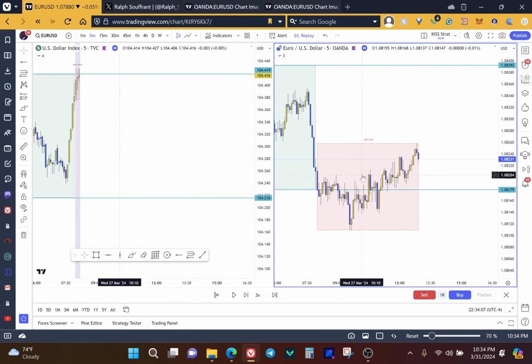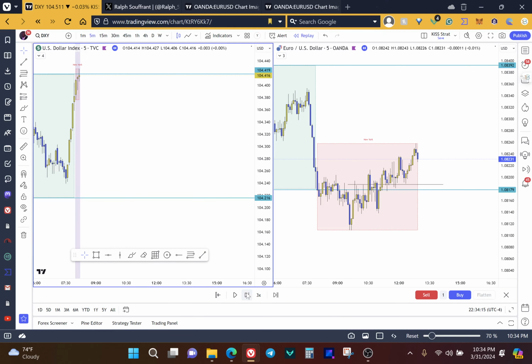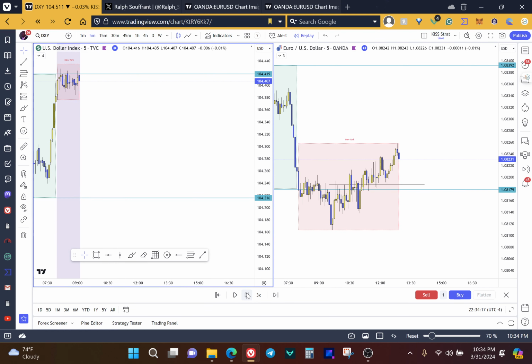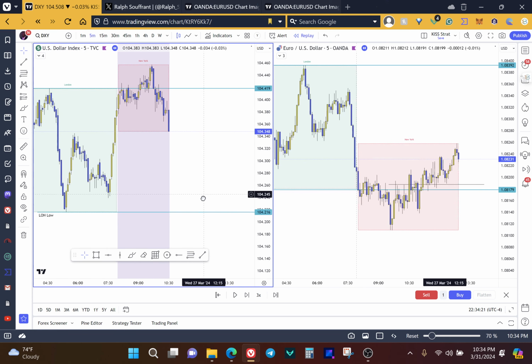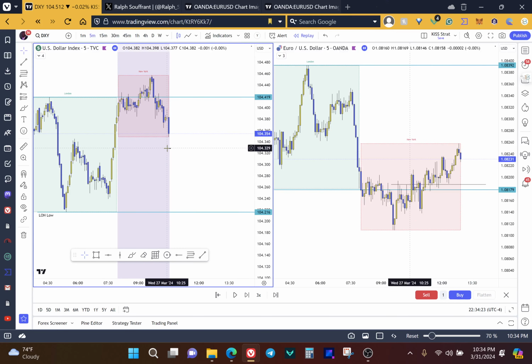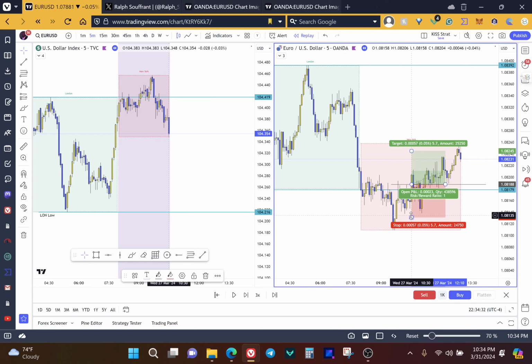Yeah, right around here, it breaks structure on the 5 minute. And if we catch up DXY, it takes out those highs and then it starts to push downward, breaking some structure as well. And at this point, this is where I entered the trade.